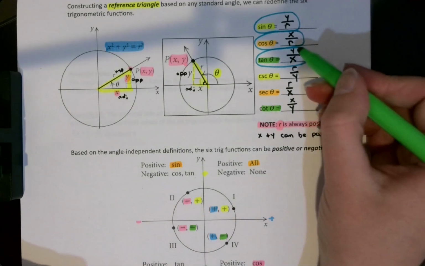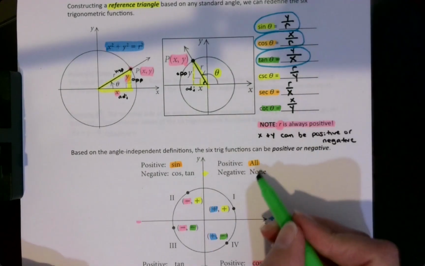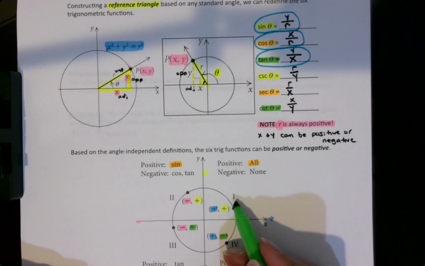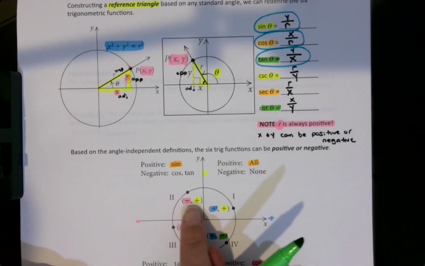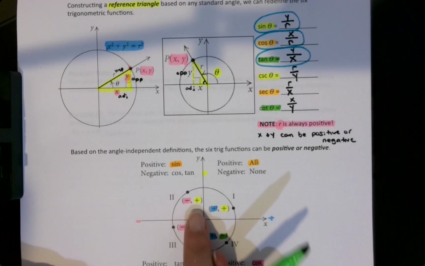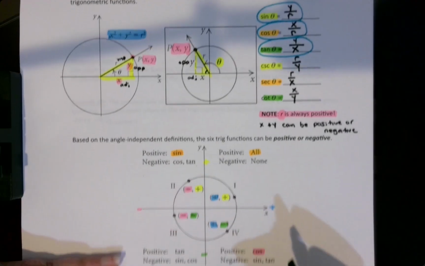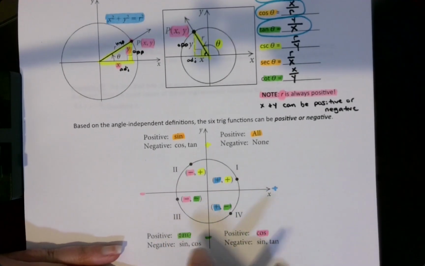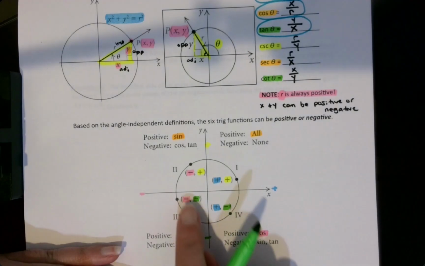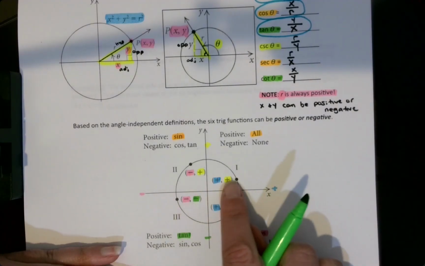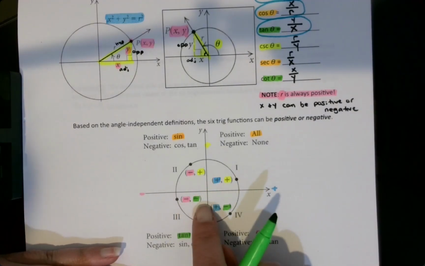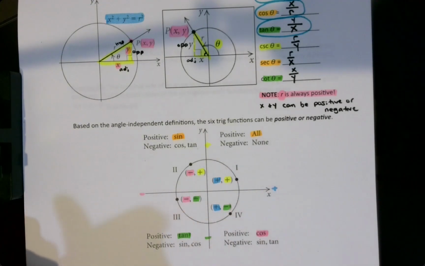And then tangent. Tangent is y divided by x. So when they're both positive, tangent is going to be positive. Where you have one of each, when you divide those, you'll get a negative. But where you have two negatives, when you divide those, you will get a positive. So tangent is going to be positive where you have either both x and y positive or both x and y negative. Okay. And then we talked about the positive ones, so of course the negative ones follow from reverse there.